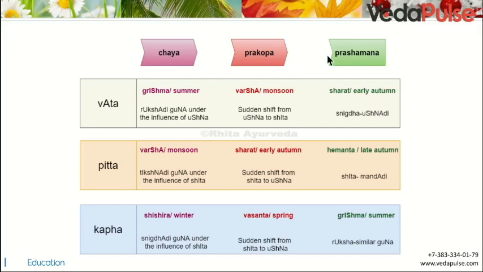It happens according to the season, and even if you try your best, there will be a little bit of Chaya, a little bit of Prakopa, and a little bit of Prashama. We have to steer clear from getting affected too much by it. So you have to be very vigilant. You have to watch for the signs and symptoms, and then balance it with the gunas.